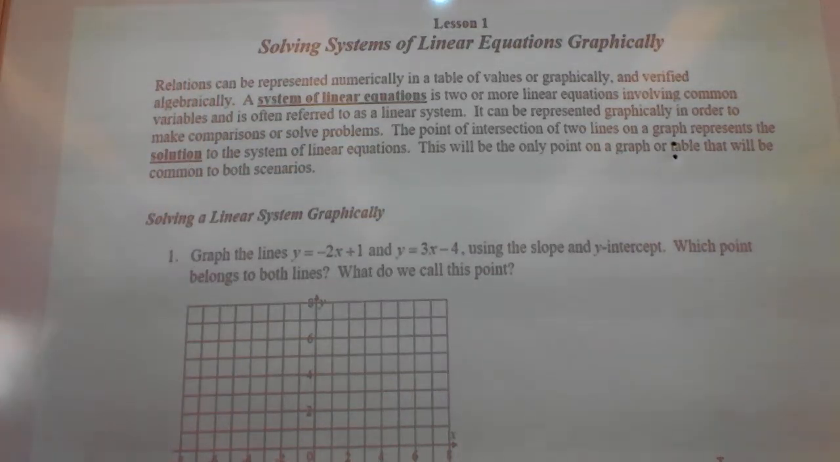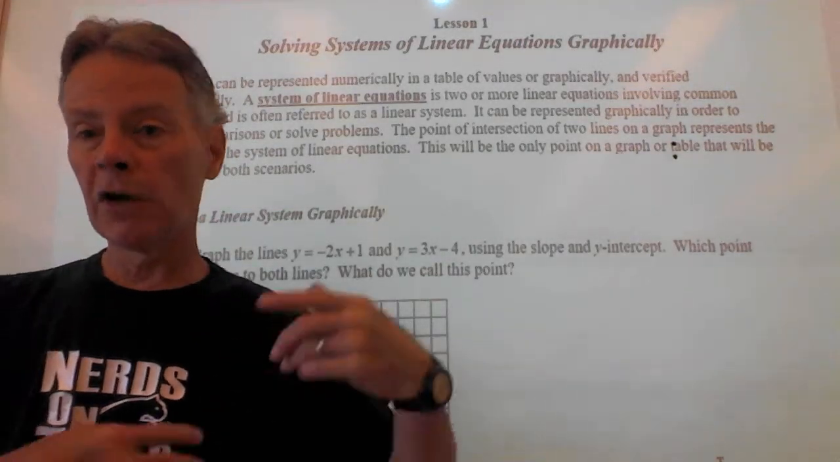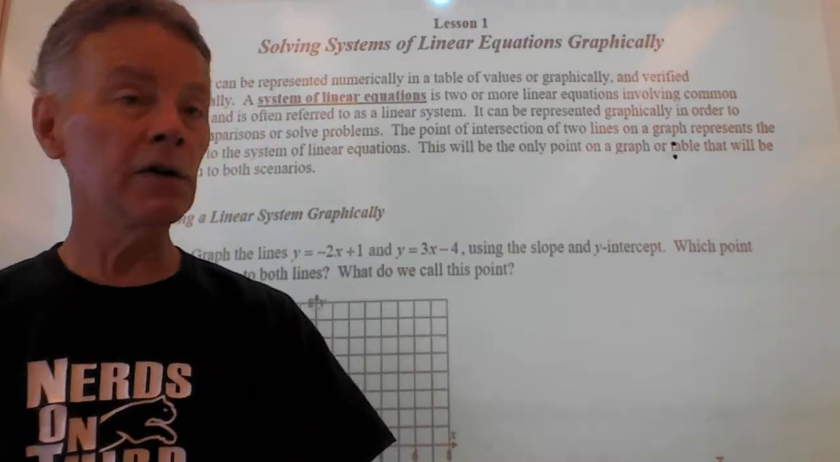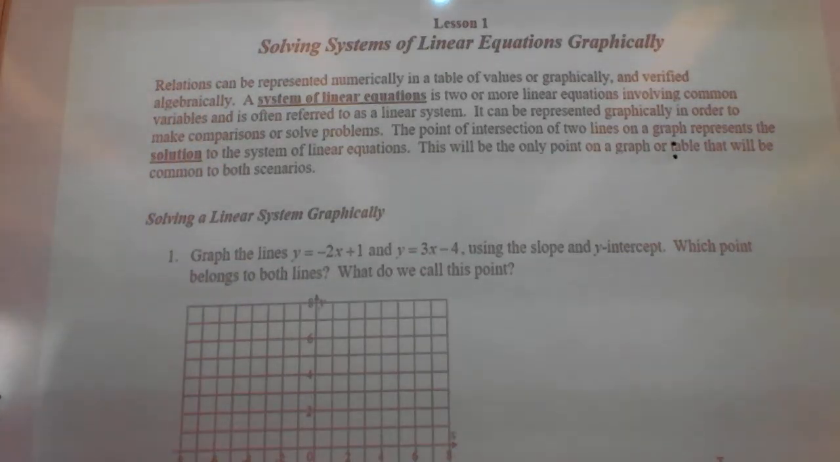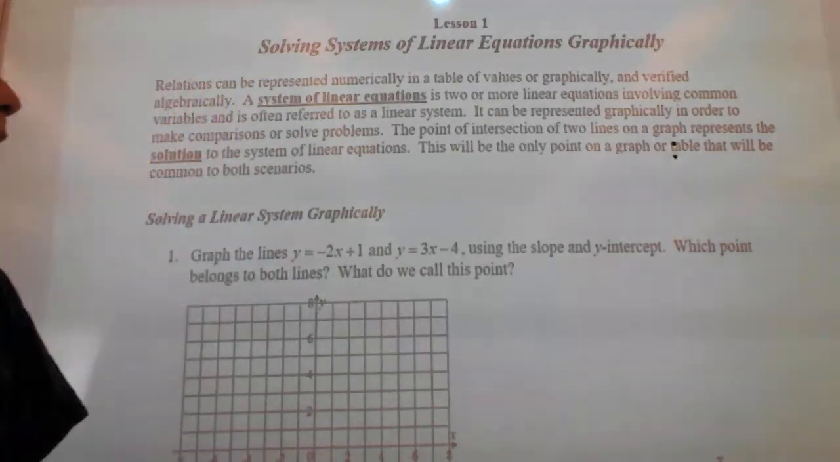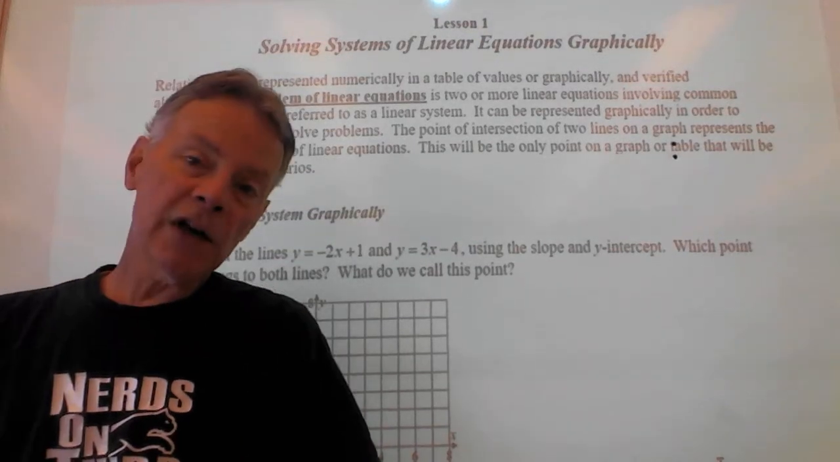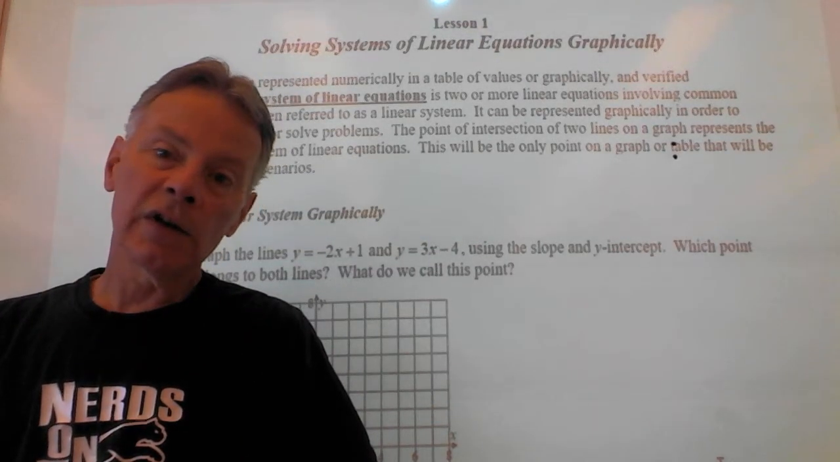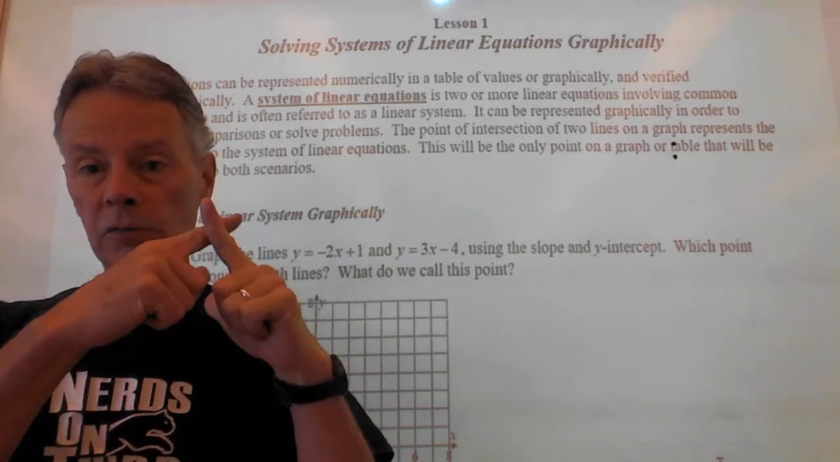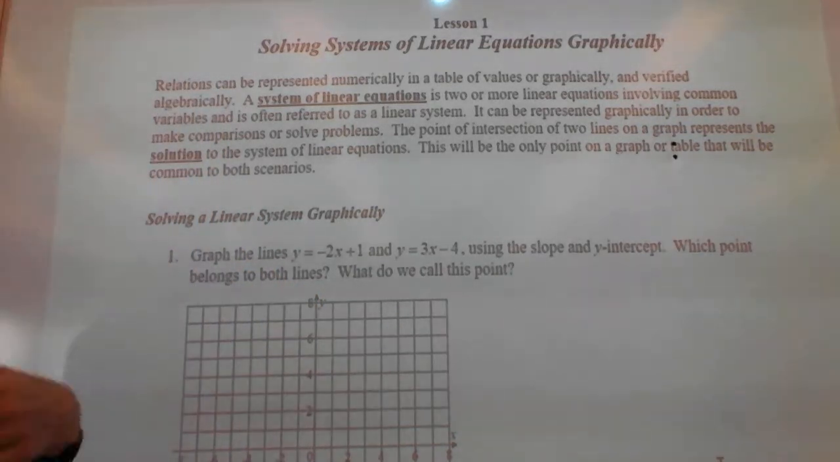So we'll get started. And you can see we have a definition here. A system of linear equations is two or more linear equations involving common variables. So if one has an x and a y, the other does as well. Often referred to as a linear system. We talk about the solution to a system of equations as simply a shared point. And what that means is at some point, these two lines will cross. Okay? So we'll do an example.